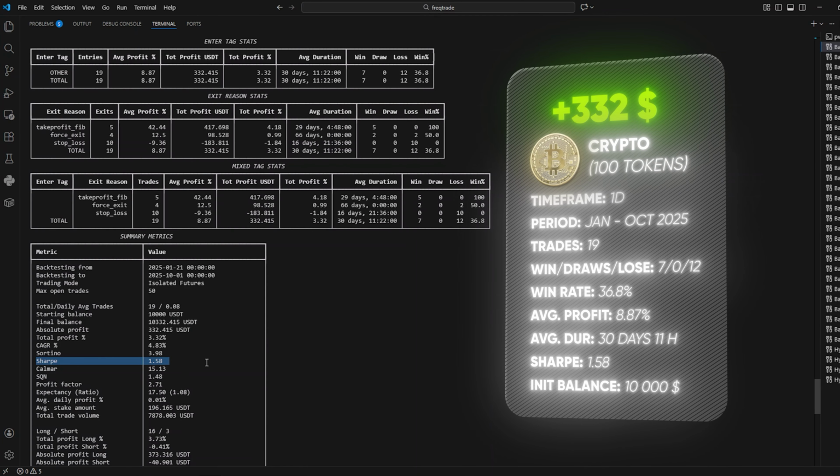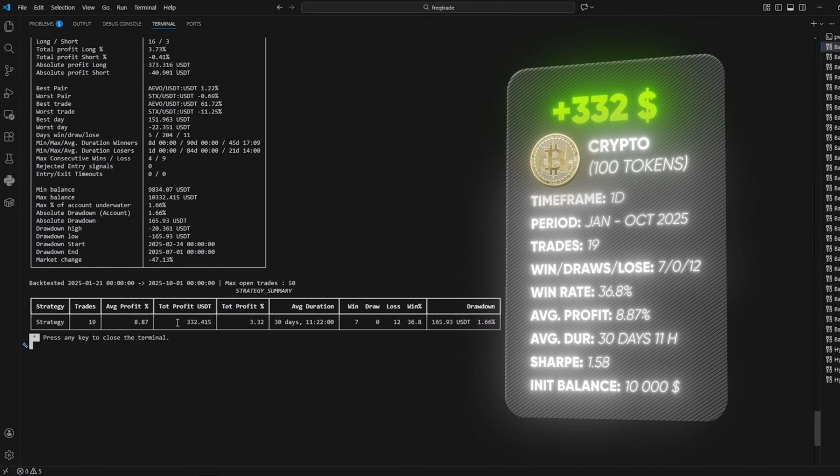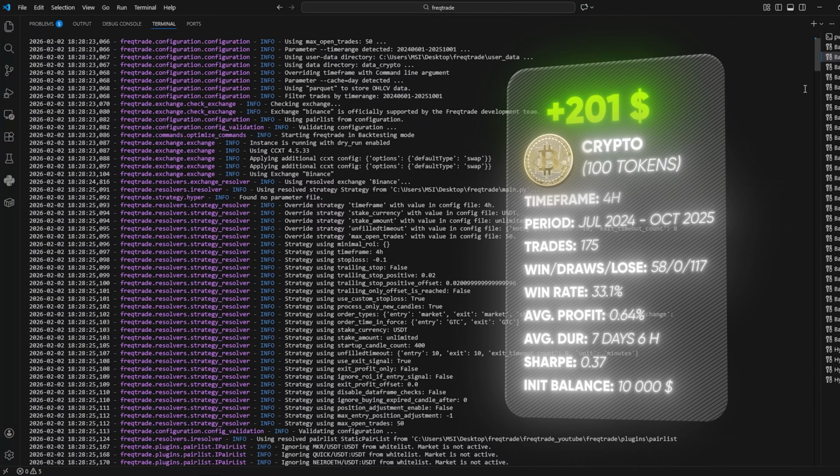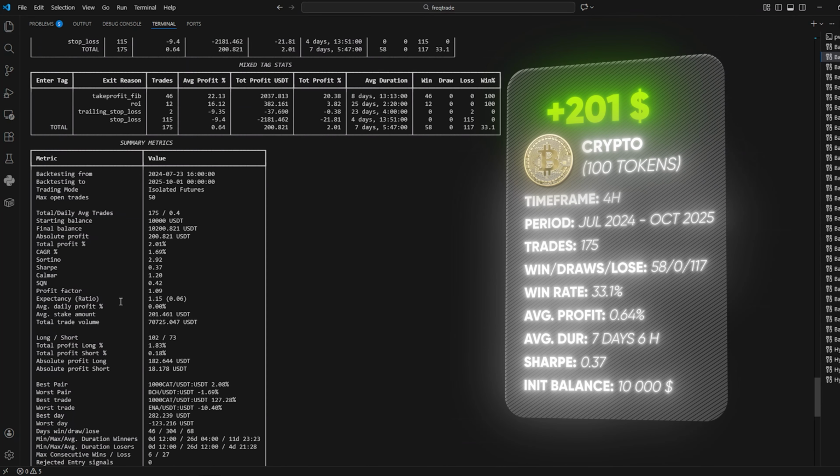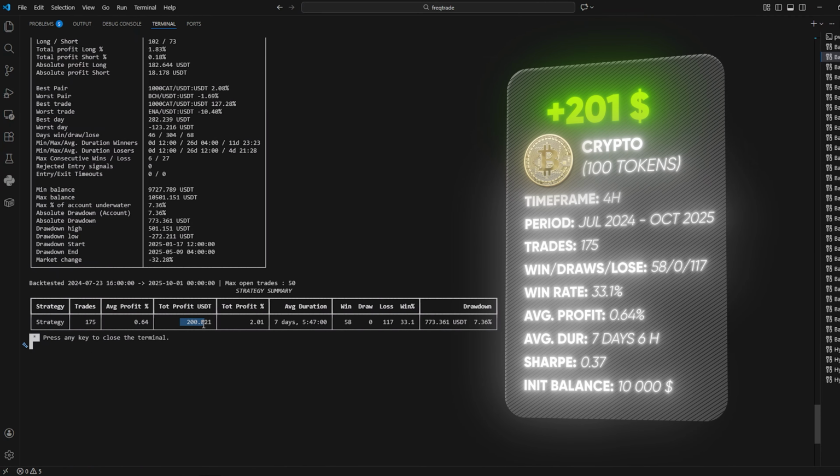Here it's 1.58, it's quite normal, and our profit is $300. Next, 4 hours time frame, and this time our Sharpe is 0.37, and our profit is $200.